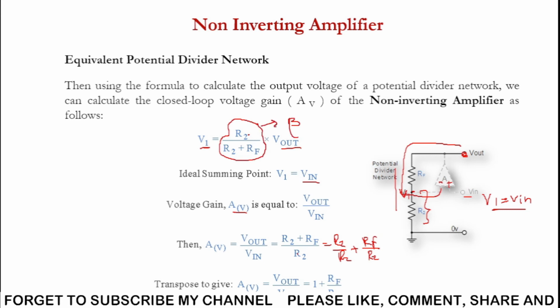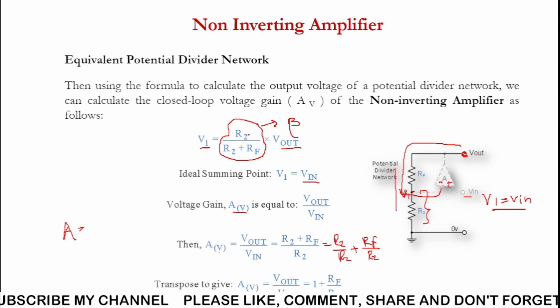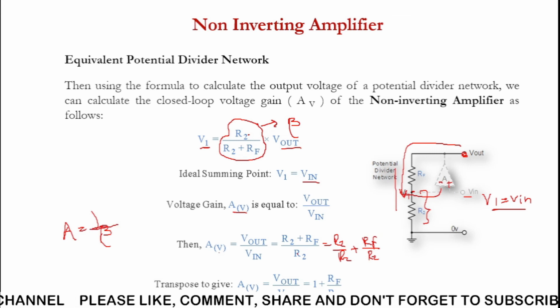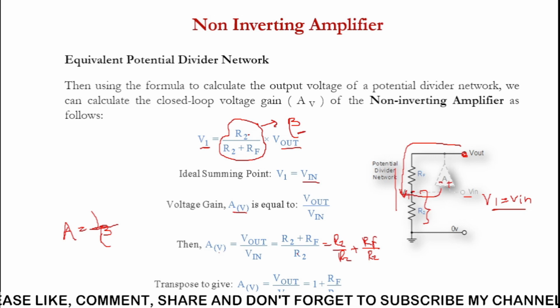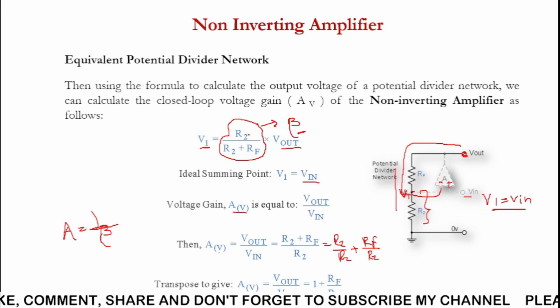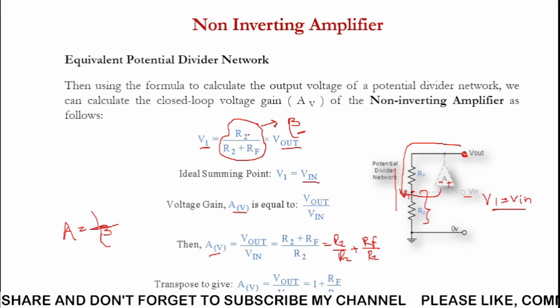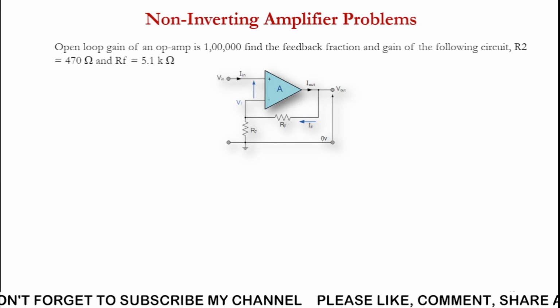While considering this, R2 divided by R2 plus Rf is considered to be beta, and R2 plus Rf divided by R2 is A. So A is equal to 1 upon beta. Beta is the feedback fraction over here. If the feedback fraction is to be calculated, it should be 1 upon A, or if A is to be calculated, it should be 1 upon beta. We can find this out in the problems.